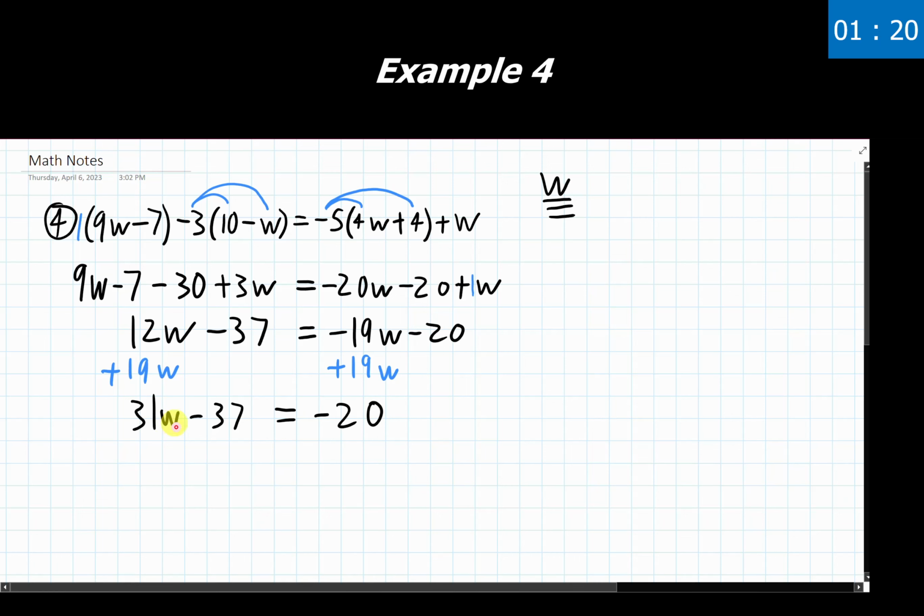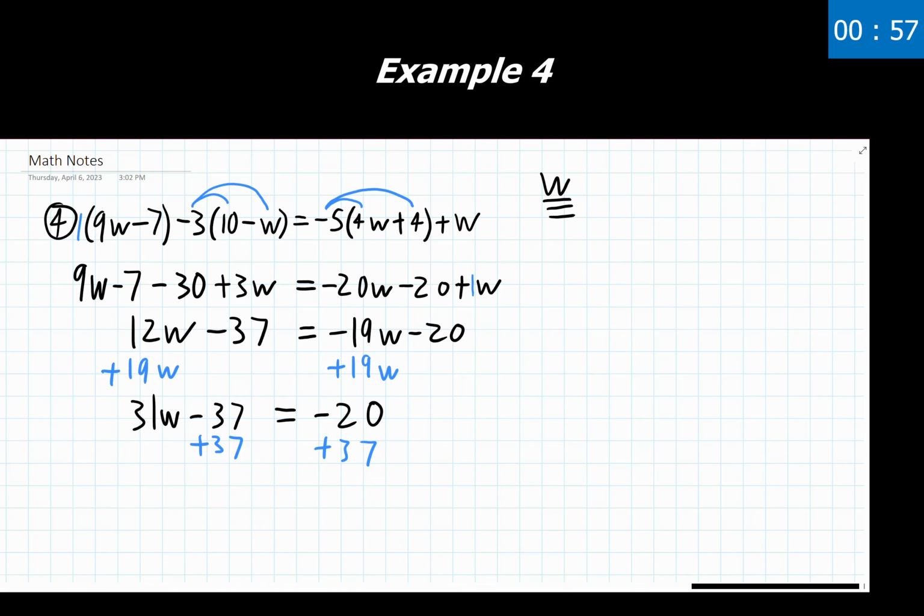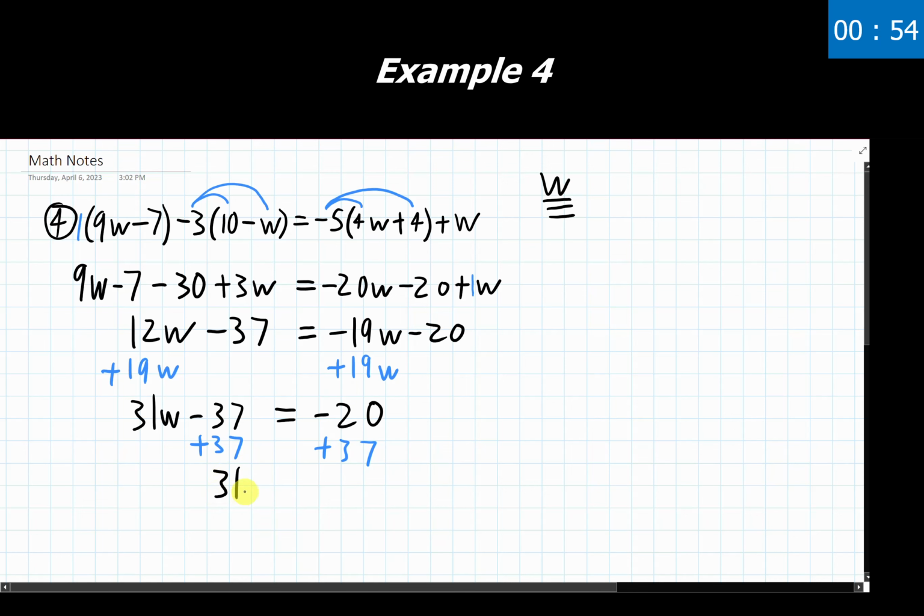Fantastic. We have all of our variable terms on one side now, and I want to get rid of any and all constant terms that are also over here. So I'm going to have to add 37 to both sides of this equation. I want to get rid of this particular constant term, step 4. So I'm going to add 37 to the left side, add 37 to the right side. What's left over? I have 31w on the left side, and I have, I think that's going to be positive 17 on the right side.